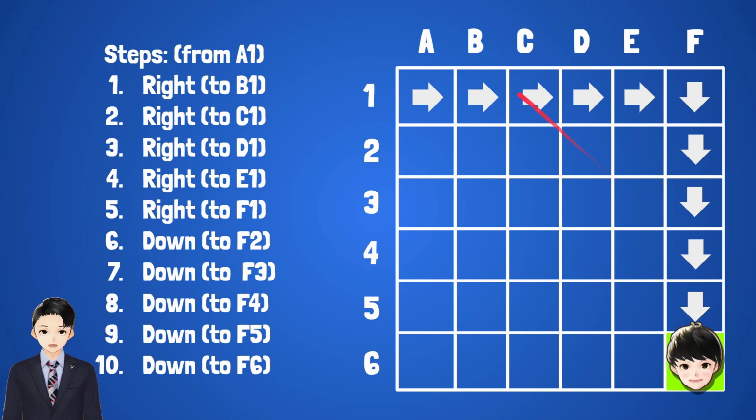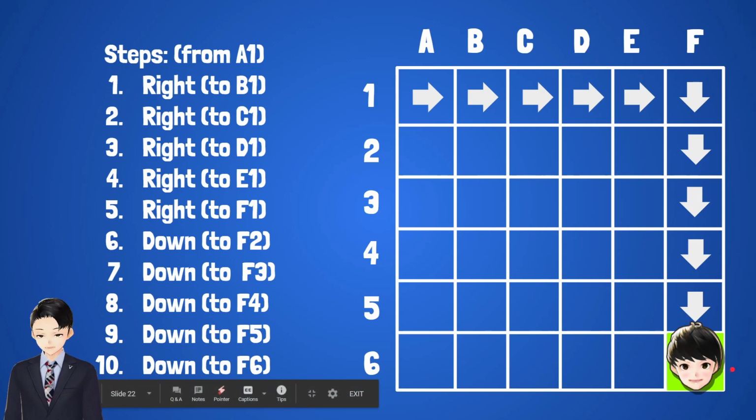Now, if we look back, we can trace all our steps from A1 to F6. So we went right, right, right, right, right, down, down, down, down, and down until we reached F6.